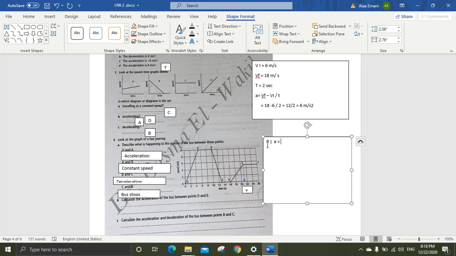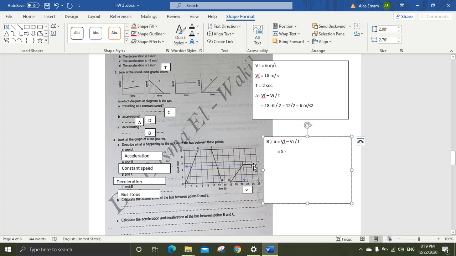So the acceleration equals V final minus V initial over time, right? So what is V final here? What is the final velocity or the final speed the bus reached? Actually, it is at point E, right? In order to specify the velocity at this point, you need to draw a line from point E to intersect with the speed axis, right? You can find that it's simply between 4 and 6, so it's 5.